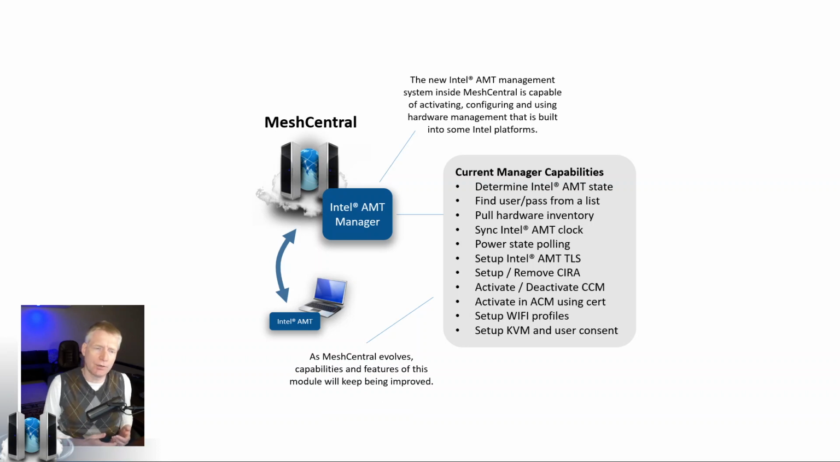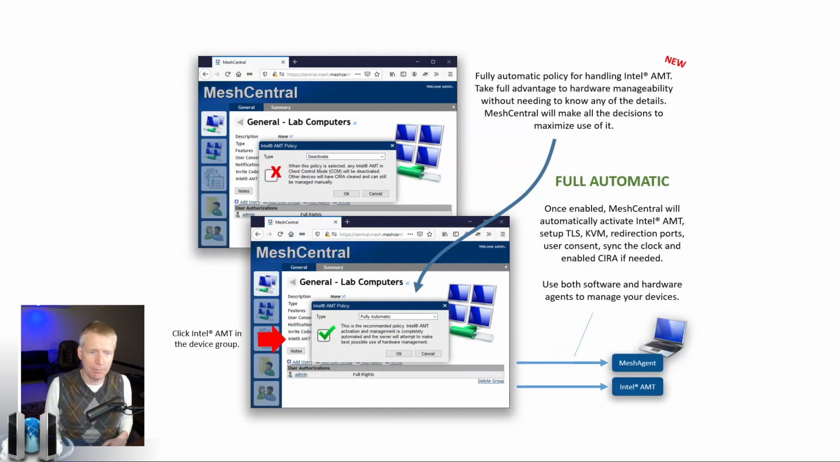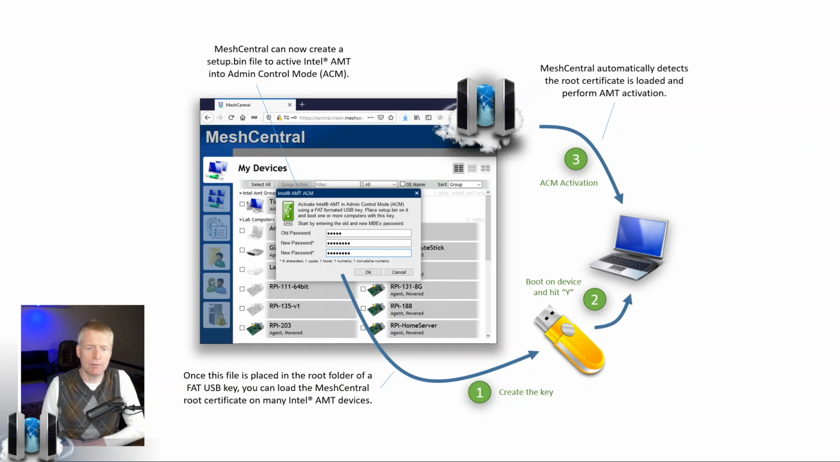It also supports agent and agentless mode, so you don't have to install the Mesh agent in order to use AMT. You can use AMT alone, and so there's a special device group in MeshCentral for that purpose. There is a full automatic mode, so if you don't know too much about AMT and you just want MeshCentral to take care of it, then you could select a policy full automatic, and MeshCentral will just make sure to use or set up and use AMT as best as it's capable of.